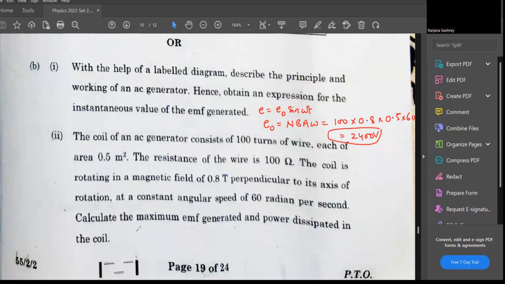Also, power dissipated is to be found. Power dissipated will be equal to E RMS square upon R. This is E naught. E RMS will be equal to E naught upon root 2. So 2400 into 2400 upon root 2 square, which will be 2, and the resistance is given as 100 ohm. On simplifying it, you get it to be 28.8 kilowatt as the answer.